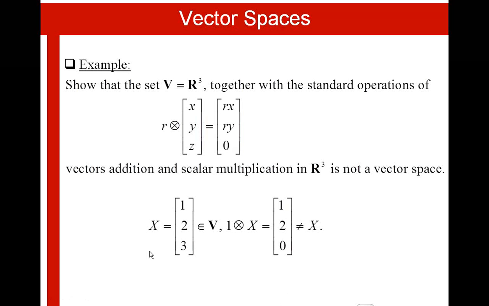Let's see if we take a particular case. If x equal (1, 2, 3), where x belongs to the set V. If we take 1 times x, normally 1 times x must be equal to x. But in our case, following the rule here, 1 times x becomes (1, 2, 0), which is different from x. And this violates the last rule that we have seen in the properties of vector spaces. Therefore, the conclusion here is that this set V is not a vector space.